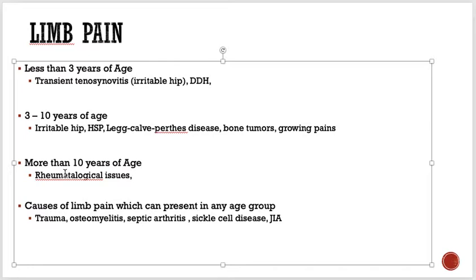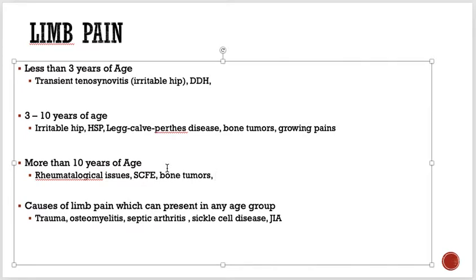But in this age group, the disease which I will discuss with you guys is called SCFE, slipped capital femoral epiphysis. Bone tumors can occur in this age group as well, and again growing pains can be there, but not too common. So let it be in that group.